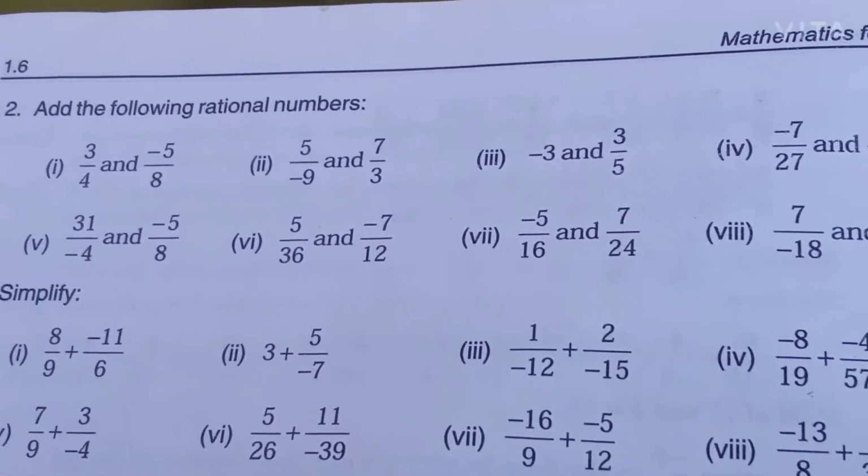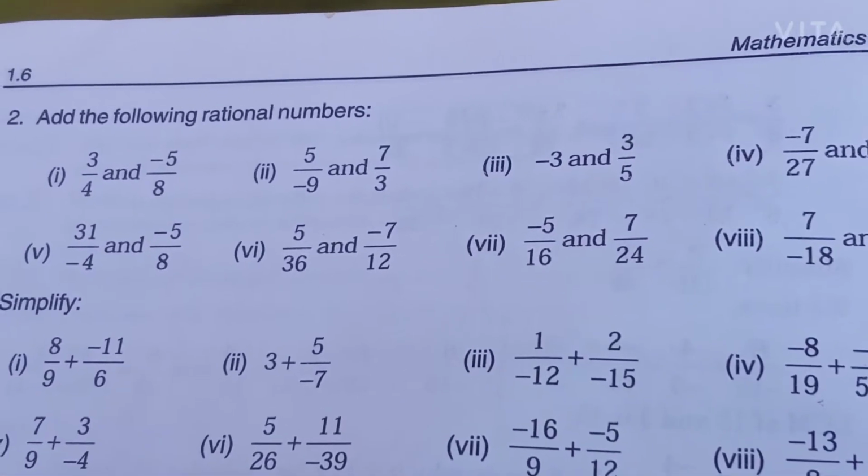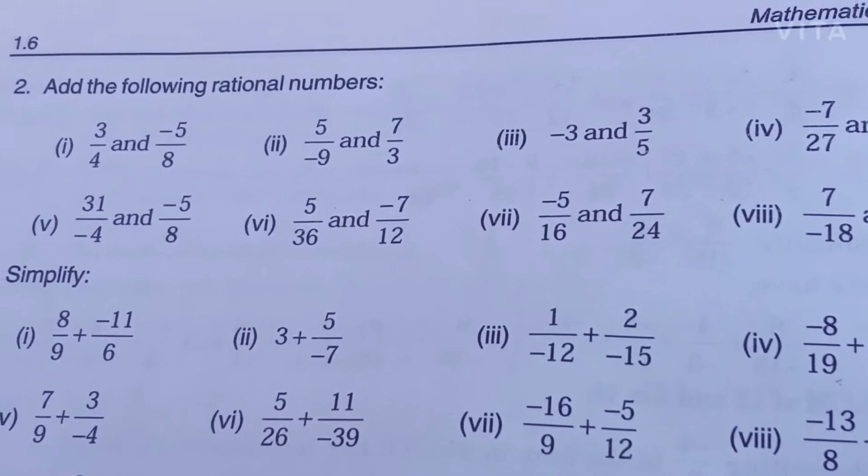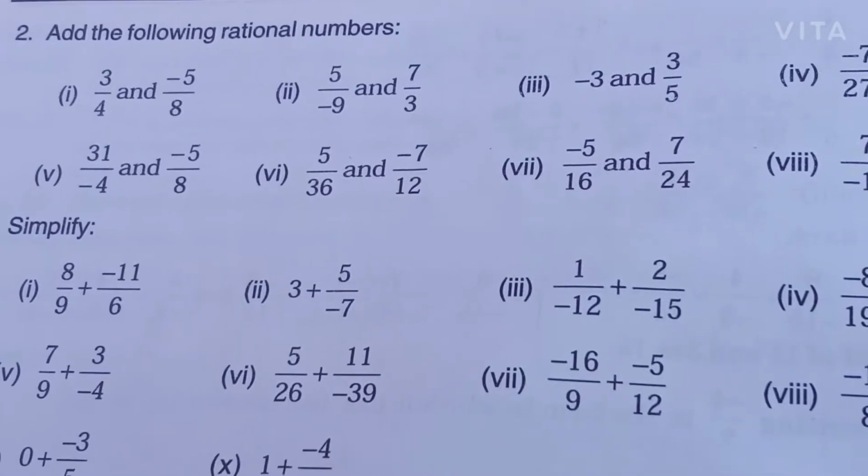So see the second question. Here we have to add the following numbers. Okay, so here it's the same as question number one, but the thing is that there we have the same denominator, but here we have different denominators. So now let's start to make these questions.